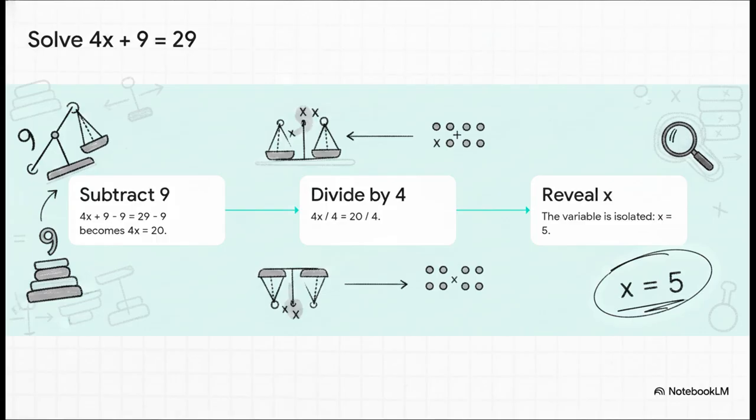Let's strip away the layers. First, we get rid of the loose numbers. We subtract 9 from the left side, which means we must subtract 9 from the right side. Our new balanced equation is 4x equals 20. Okay, now x is being multiplied by 4.